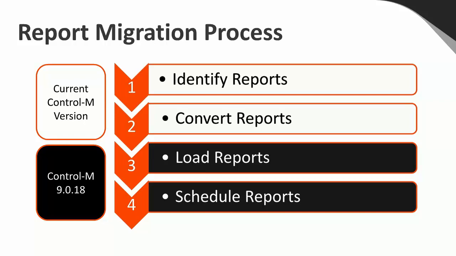Once you have identified those jobs, the next step is to convert the report templates that those jobs are using. We also have a conversion utility to help you with this process. These 2 utilities are located on the Control-M 9.18 installation media. On the Control-M 9.18 environment, you will need to load the converted report templates into Control-M Reports, and then the last step is to create the request and build the new jobs to schedule them.